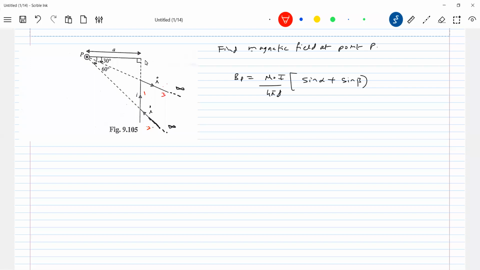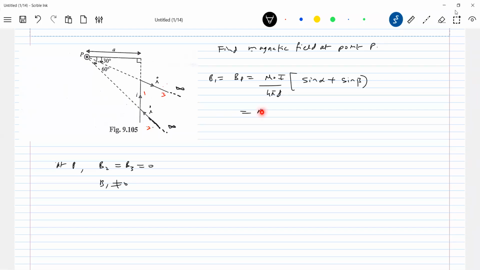And due to 2 and 3, how much is B at point P? Should be 0, no? Because the point P lies on the axis of the conductor, and similarly on the axis of the third conductor. Wires 3 and 2 are semi-infinite wires: one end is at infinity, the other at a finite point. So the fields B2 and B3 should be 0. Only due to 1 will it be non-zero, and that we are calculating now.